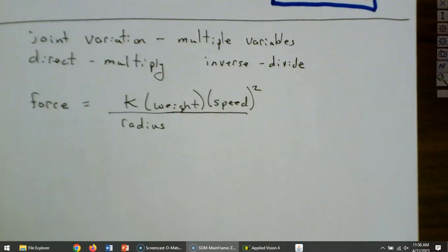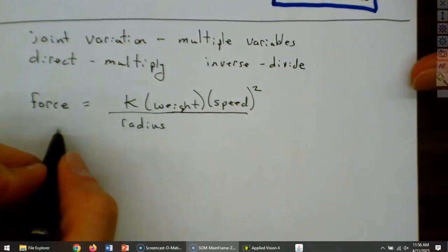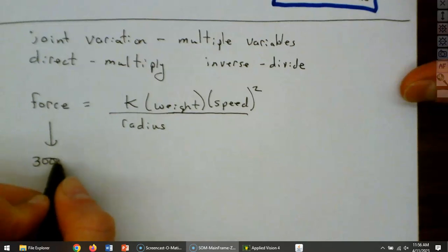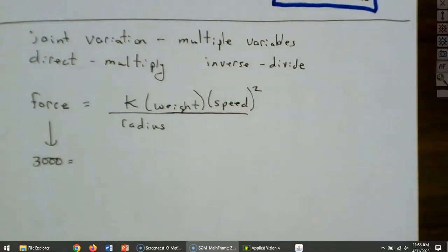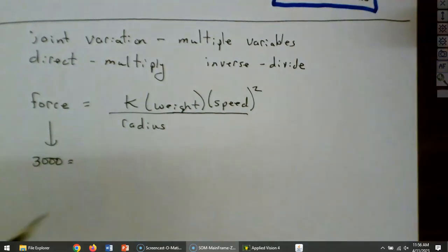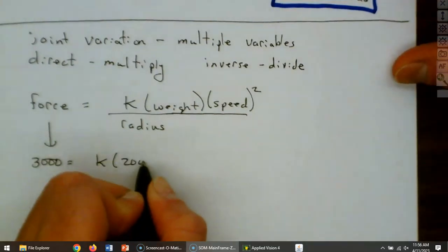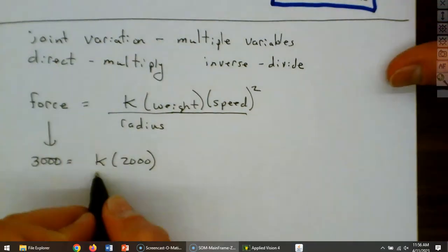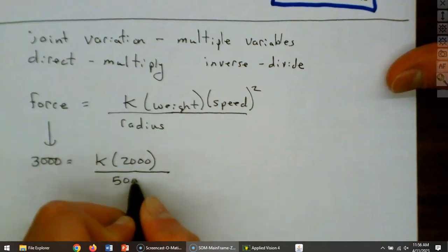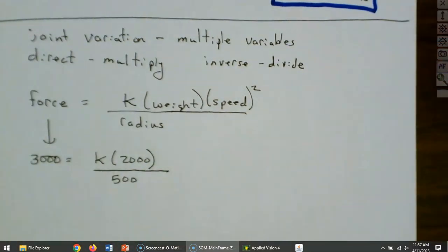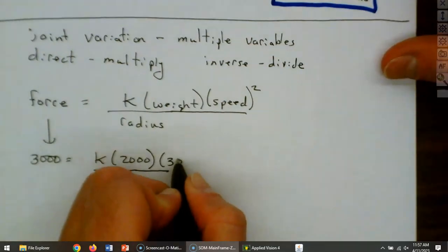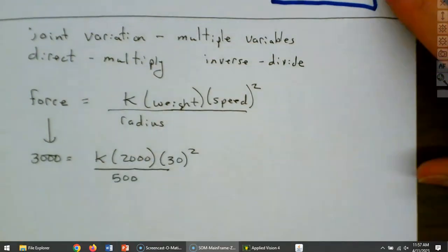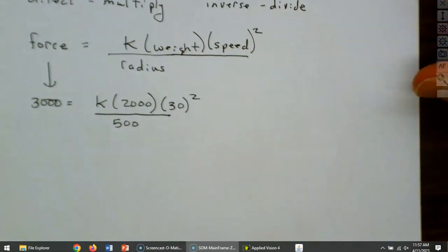So it says it takes 3,000 pounds of force. So that's going here. 3,000 pounds of force to keep a 2,000-pound car. So that's going in for the weight of the car from skidding on a curve with a radius of 500 feet. So that's going down below here. And the speed is 30 miles an hour. So we're plugging in our 30. And let's work all of this out and see what we get.